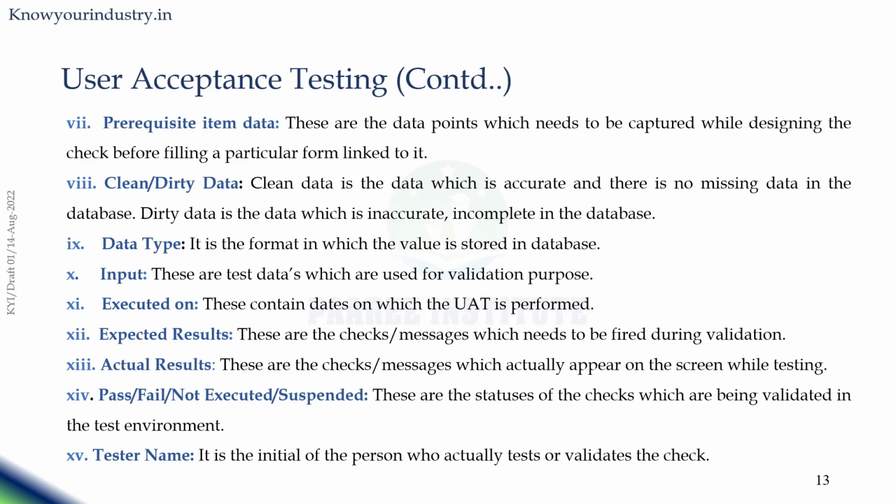And executed: when the UAT was performed, and what the expected result and actual result were. The expected result and actual result should always match; only then is the testing process valid. If not, the same has to be reprogrammed or revalidated as per the issue. Then pass, fail, not executed or suspended is the status of the checks being validated in the test environment. Along with that, the tester's initials are also important, so that if any issue arises, it can be verified with the tester.